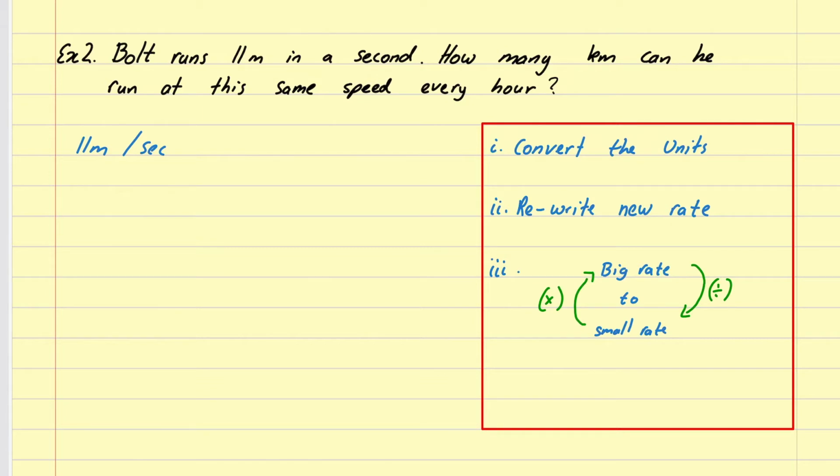Okay, so now the question is saying he can run at 11 meters per second, but now they want to know how many kilometers he can run. So now it's going to go to kilometers at this same speed every hour. In other words, they want his speed not in meters per second, but in kilometers per hour. And that's how you dissect the question, so you know what the question wants: kilometers per hour. Okay, so we've got our little table on the right just to help us out for a few more questions, and then we're going to be independent of that. So let's have a look.